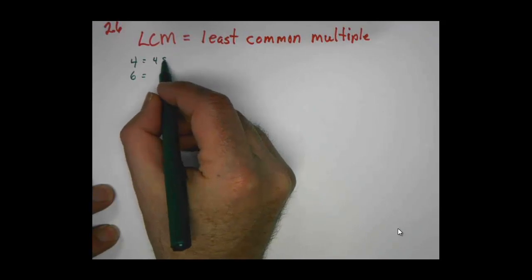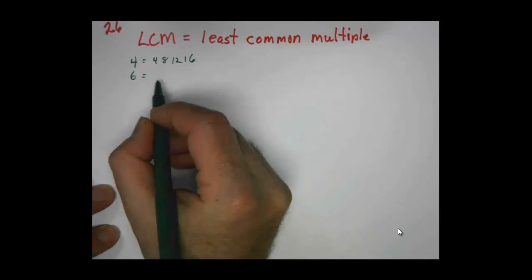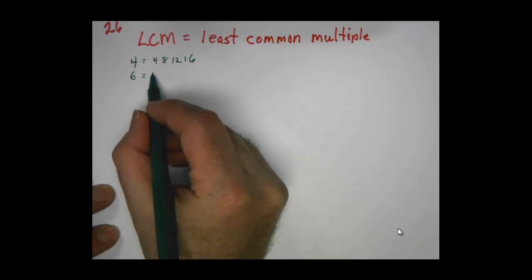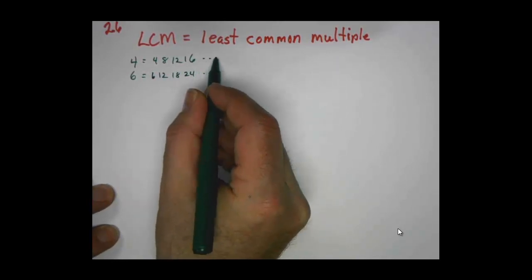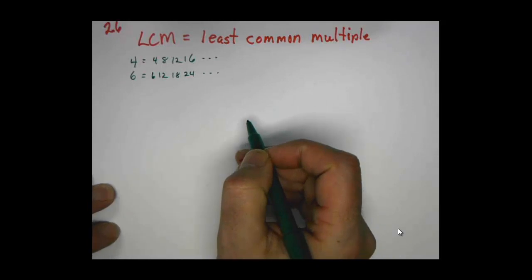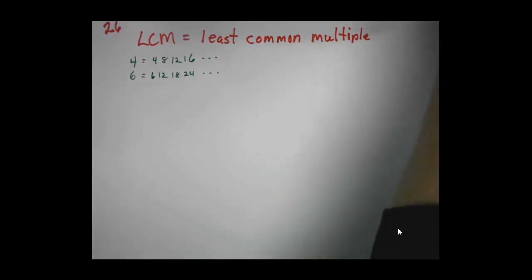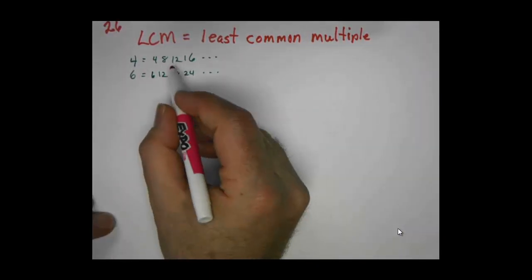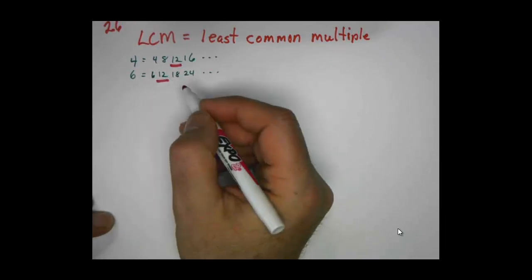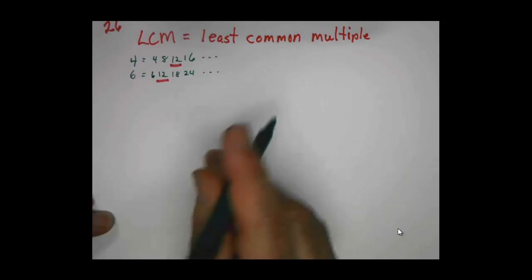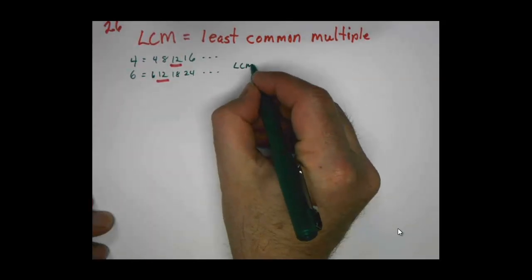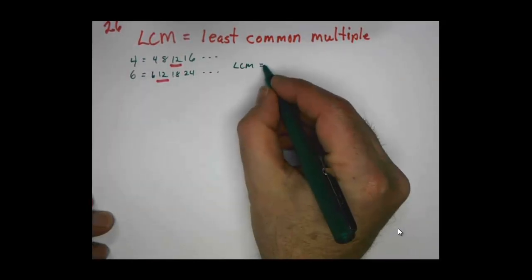So 4, 8, 12, 16, and 6, 12, 18, 24, and all of these, of course, can go on forever. So what is the first number that they both have that's exactly the same? Well, we notice that they're both 12. It's the first number that they both have on the list that's the same number. So the LCM of 4 and 6 is 12.